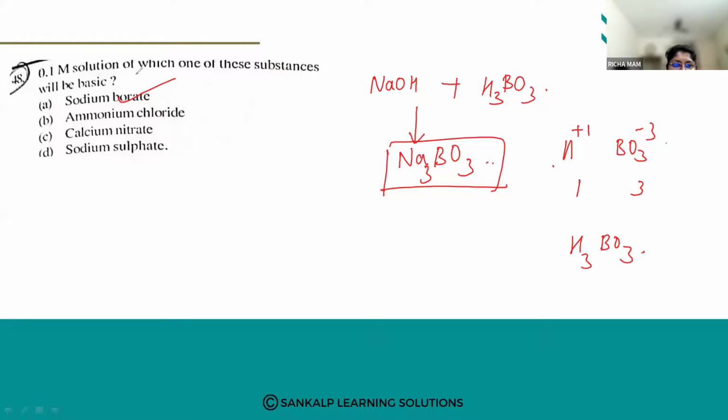So it is obtained when NaOH, which is a strong base, gets combined with a weak acid. And what will be the aqueous solution? It will be basic in nature. Sodium borate is basic in nature. So option number A is the answer. Option number A is the answer. Okay.